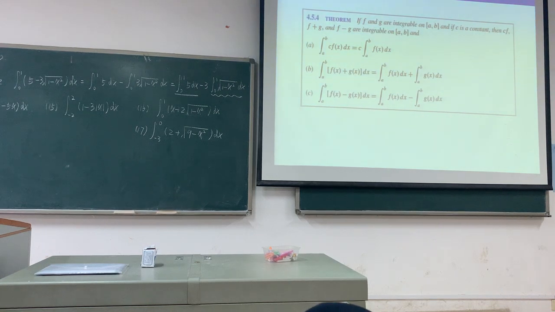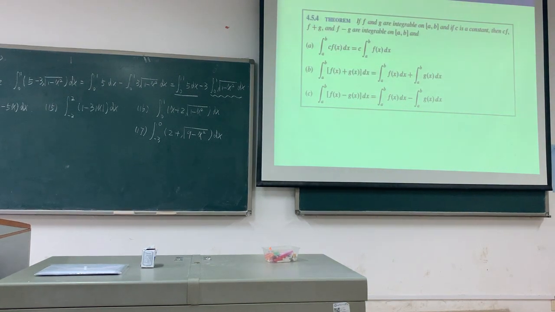So here you plot the curve. Here is minus 1, here is 3. So you can see this area, for example, here is A1, here is A2. So it equals A1 minus A2. For A1, the base is 3 and the height is also 3.